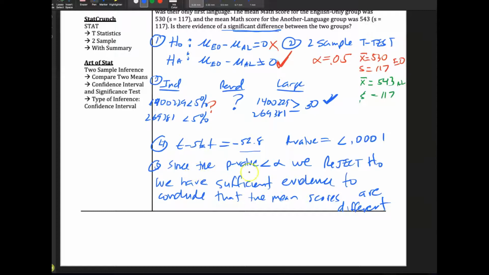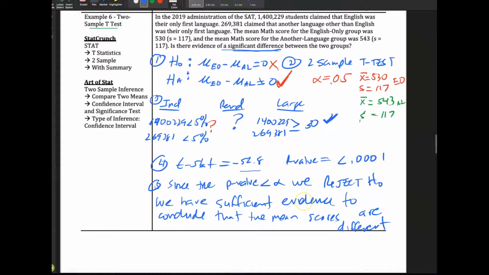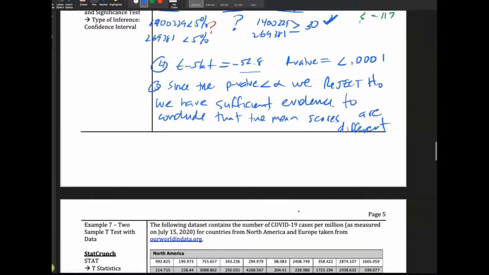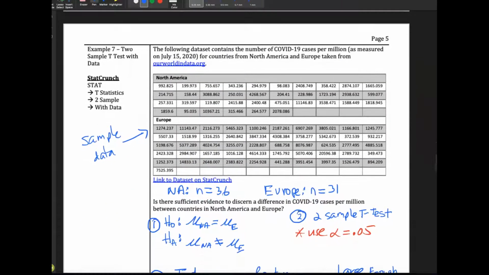Since the p-value is less than alpha, we reject the null hypothesis. We have significant evidence. We're rejecting that there is a difference between those scores. And that's it. Well, let's see if we can finish these t-tests, right?